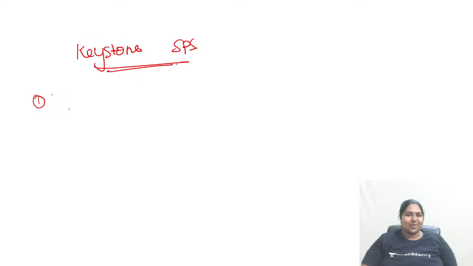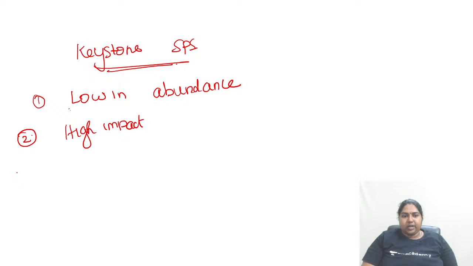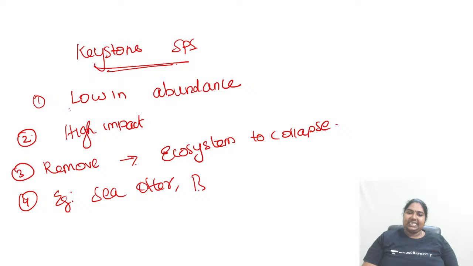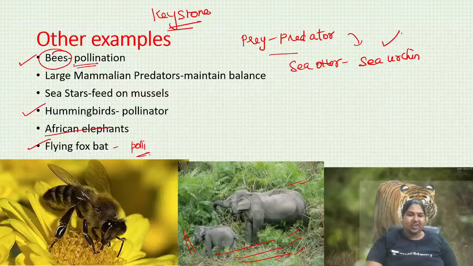Thank you, Nandini. A keystone species is going to be low in abundance. Thank you, Anupama. Then it is going to have a high impact. So if you remove them, thank you, Nazneen, it is going to make the ecosystem collapse. The examples we learned include the sea otter, the bees, and elephants. We saw mixed examples. It is not that it should always be a prey-predator relationship. Clear? Alright, we will move towards the next type of species.